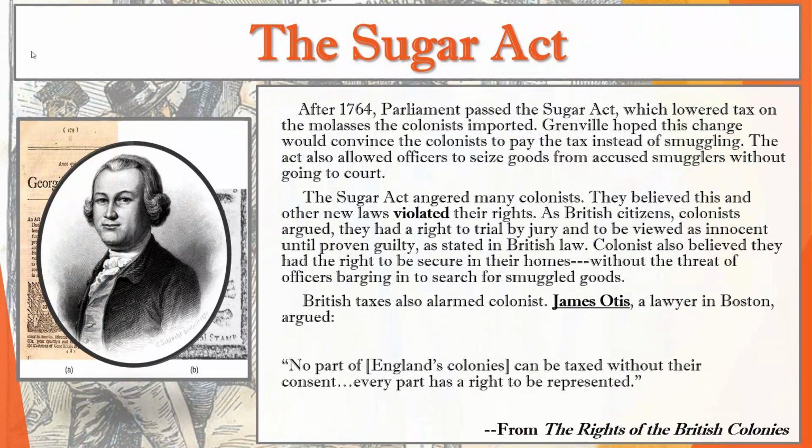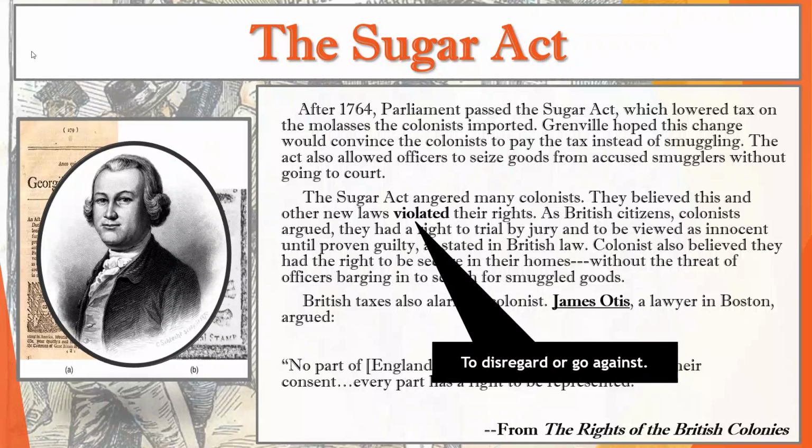The British taxes also alarmed colonists. James Otis, a lawyer in Boston, argued, "No part of England's colonies can be taxed without their consent. Every part has a right to be represented." This is from The Rights of the British Colonies. So I'm seeing a picture here, something starting to form. First of all, to violate is to disregard or go against. That's to violate rights. Basically what these two paragraphs say is what we've been saying: they're violating the rights of the colonists, who consider themselves British citizens and subject to British law, which protected their individual freedoms. And those are being violated here.